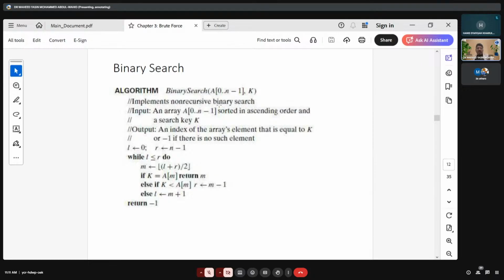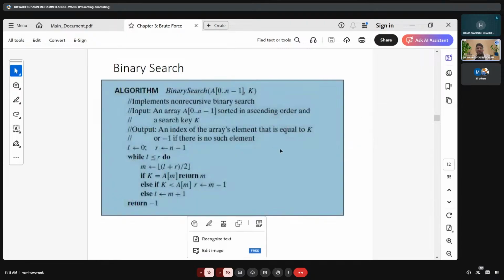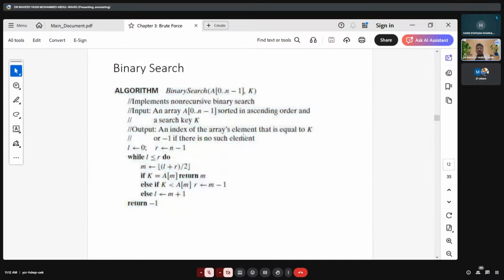We have the algorithm BinarySearch(A[0..n-1], K), which implements non-recursive binary search. Input: an array A[0..n-1] sorted in ascending order. So in binary search we have a condition: the array should be sorted in ascending order. And a search key K. Output: an index of the array element that is equal to K, or minus 1 if there is no such element.